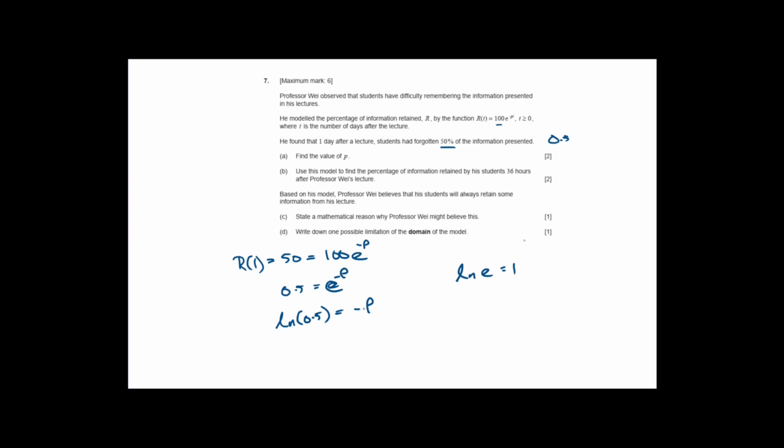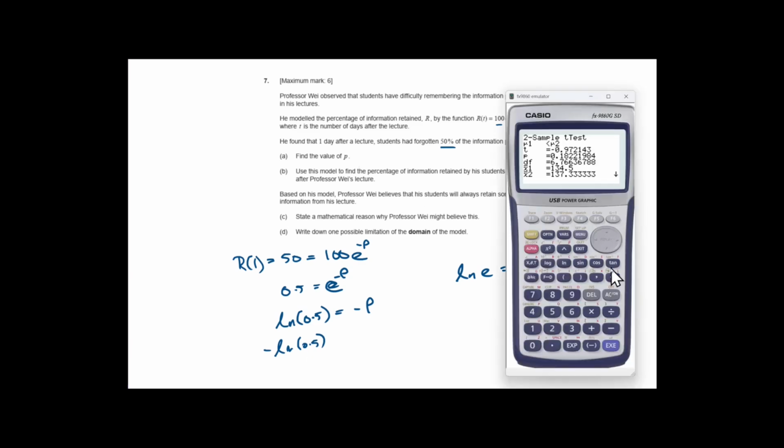So the p is going to be negative the natural log of 0.5, which is going to be some number. I'm not sure what it's going to be. It's going to be some number. So negative natural log of 0.5. So 0.693. So I would just keep negative natural log of 0.5.